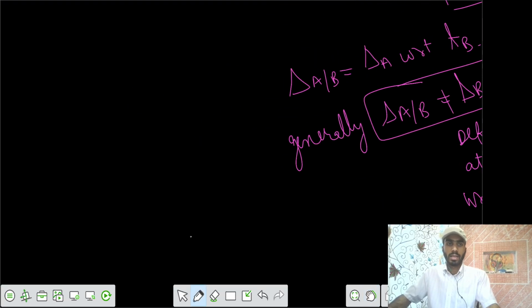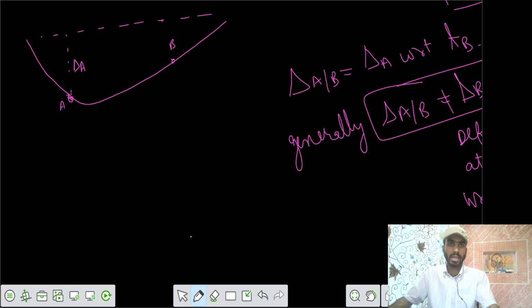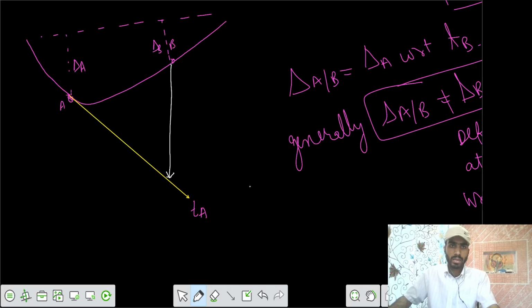Let's say this was your general deflection profile. Let's say this is your point B, and this is your point A. This you got as deflection at A, and this you got as deflection at B. Let's say you draw a tangent from A. Now this delta, we can write as the deflection at B, but it is with respect to the tangent you draw from A.